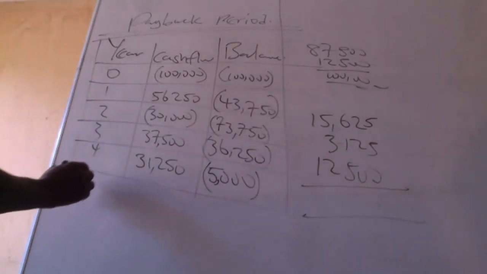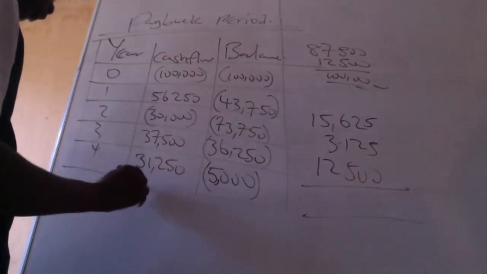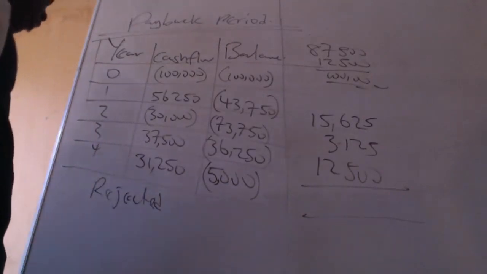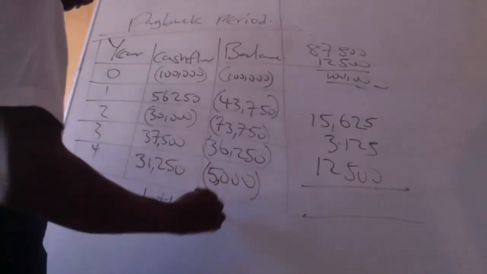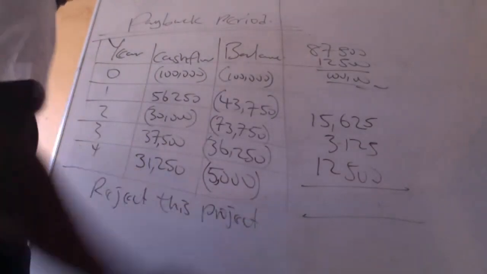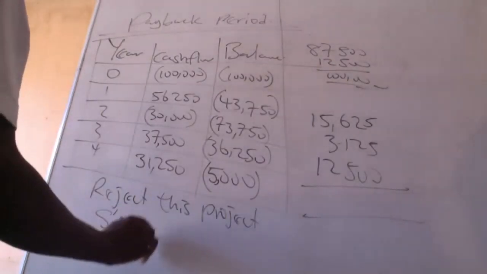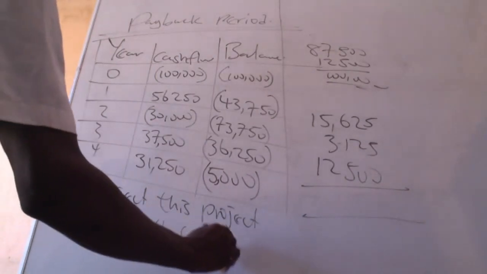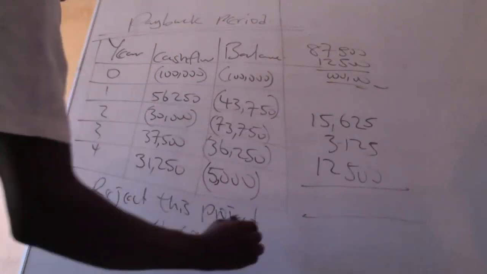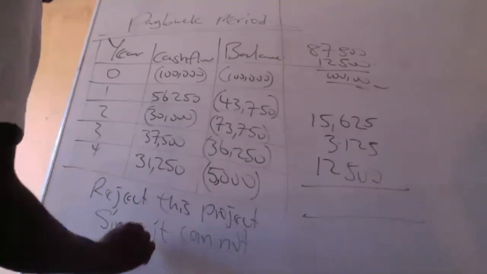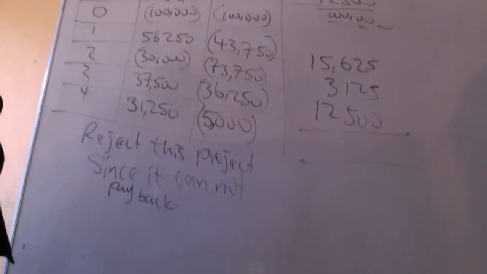The project should be what? Should be rejected, or reject this project, since it cannot pay back. Since it cannot what? Pay back the capital investment. So that will be the narration.